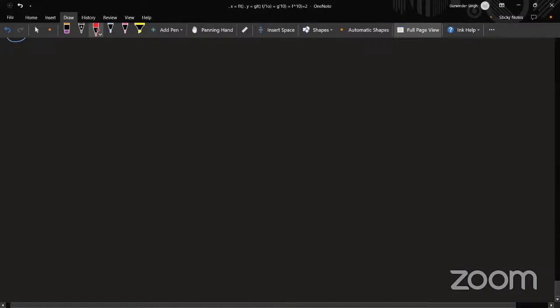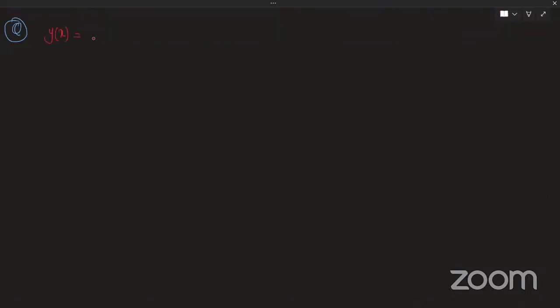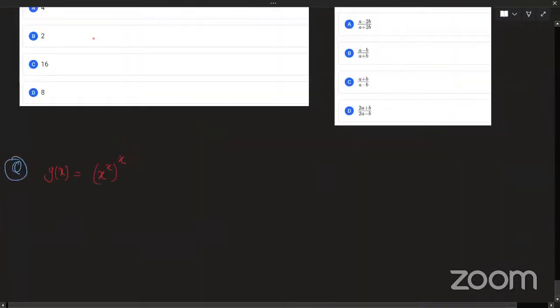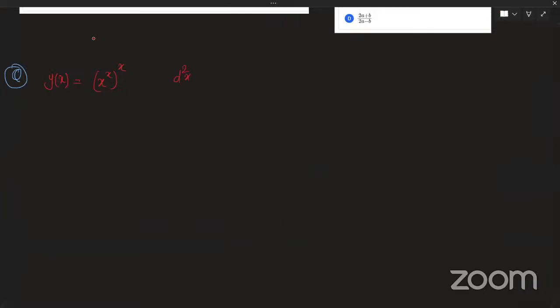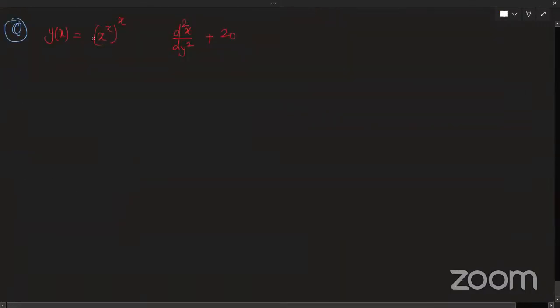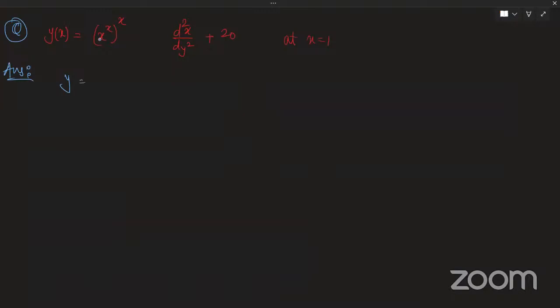So I'll just write it down again. So y as a function of x has been given to you as x raised to x whole raised to x. Okay. And it is asking you the value of d2x by dy square plus 20. Okay. At x is equal to 1. So y is given to you as x raised to x whole raised to x, right? So since powers can be multiplied, it can be written as x raised to x square, right? Power outside the bracket can be multiplied, so it can be written as x raised to x square.